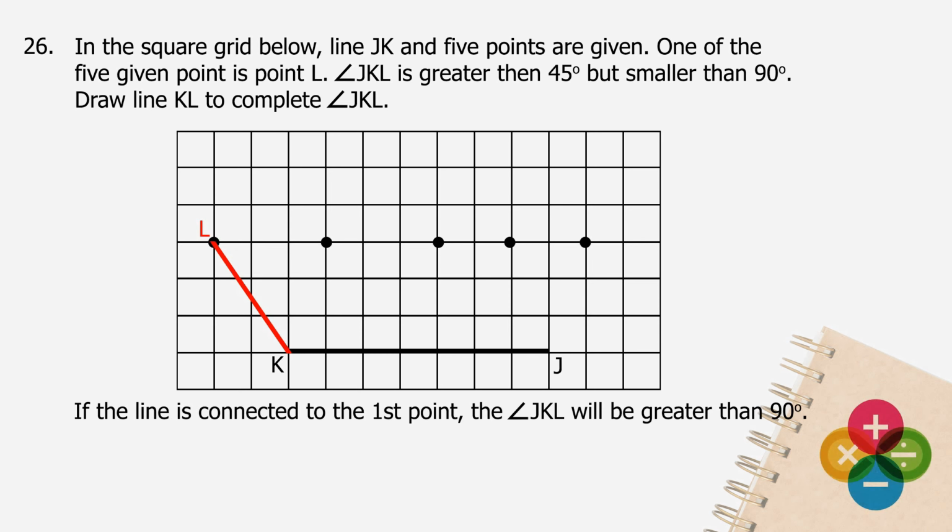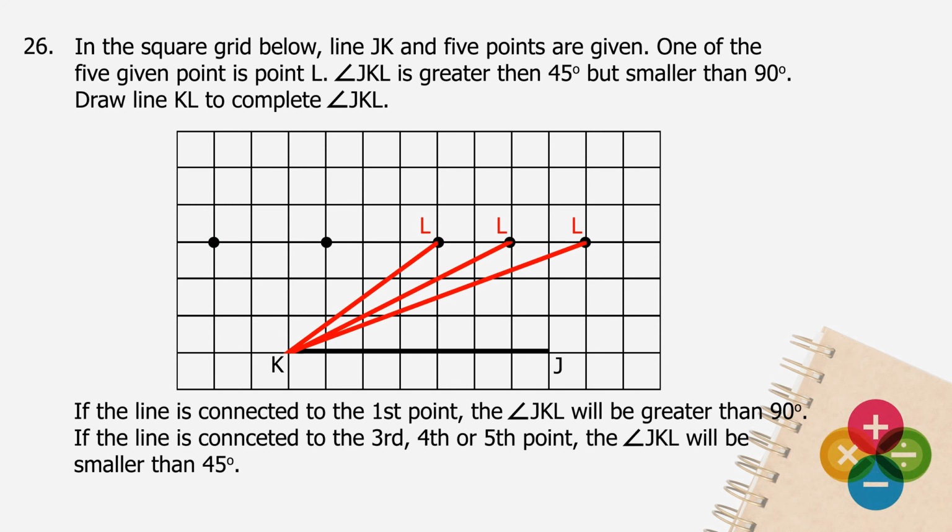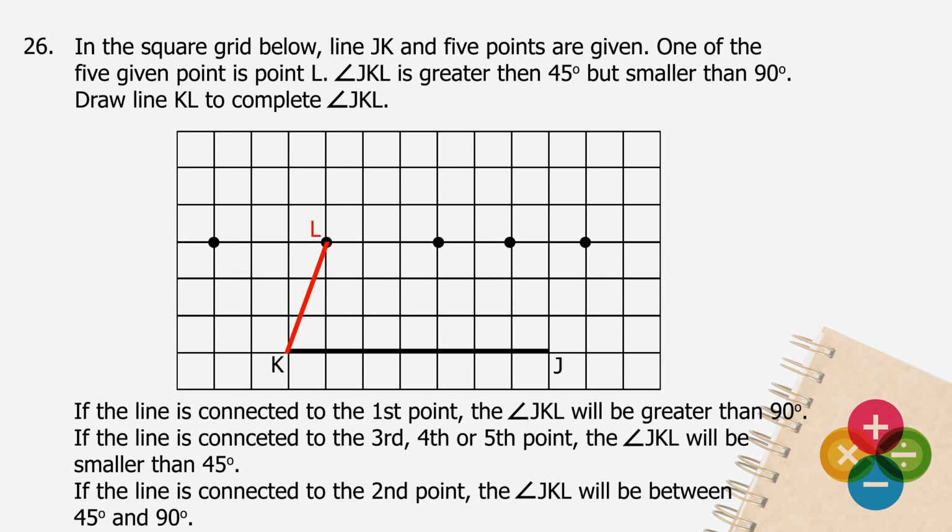If the line is connected to the first point, angle JKL will be greater than 90 degrees. If the line is connected to the third, fourth, or fifth point, the angle JKL will be smaller than 45 degrees. If the line is connected to the second point, the angle JKL will be between 45 degrees and 90 degrees.